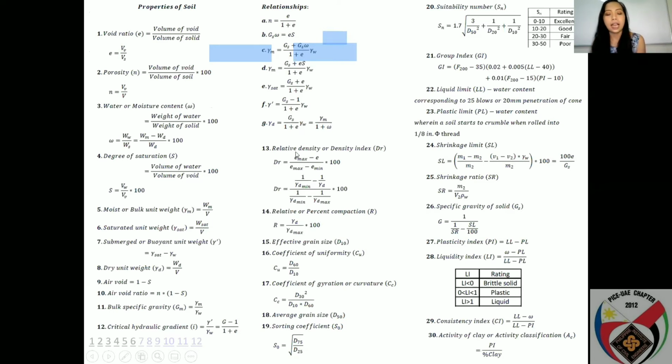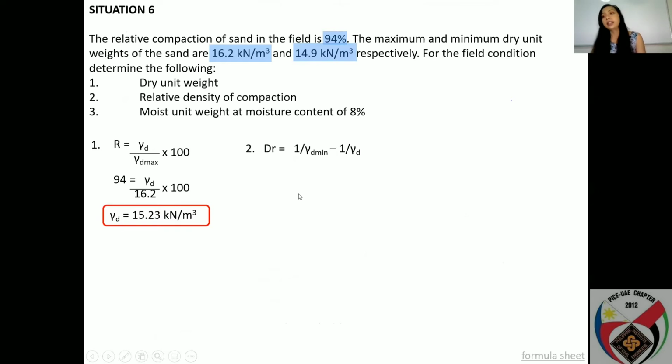Pero ang ibinigay sa akin ay majority, mga dry unit weight. So ang gagamitin ko ay yung second formula, this one. Alright, na nag-i-involve ng relative density at saka yung mga minimum, maximum, and actual dry unit weight. Bit-bit ko na tong formula na to, babalik ako sa situation 6. I have Dr, or the relative density, is equal to 1 over minimum dry unit weight minus 1 over the dry unit weight, all over 1 over minimum dry unit weight minus 1 over maximum dry unit weight times 100.